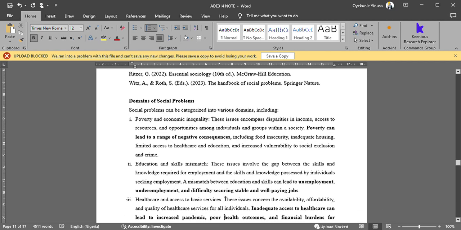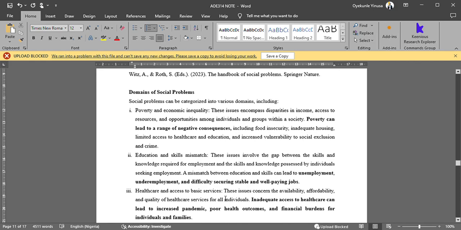So another domain is education and skills mismatch. When there is a gap between the education that we receive, the knowledge we receive, and the skills required in the world of work, it becomes an issue that results in high unemployment, because no company, no organization will want to recruit you, knowing fully well that you don't have the skills to perform the job.